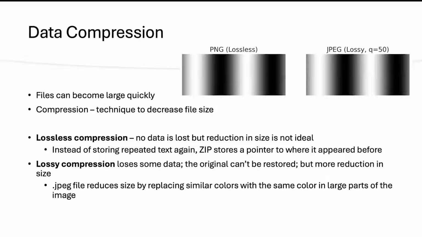A second type of compression is called lossy compression. In lossy compression, you lose some data, and hopefully you won't see too much of a difference. The original cannot be restored from the compressed data, but the good thing is you can reduce the size more. If you look at these two images, one is a PNG file, the other is a JPEG file. I don't know whether you can see that clearly. PNG files are usually larger, but you can see this image is much smoother than the JPEG one, where you can actually see some of those blocks.